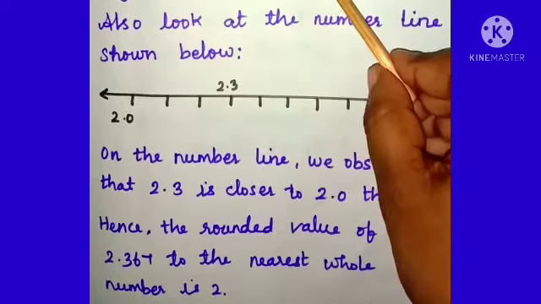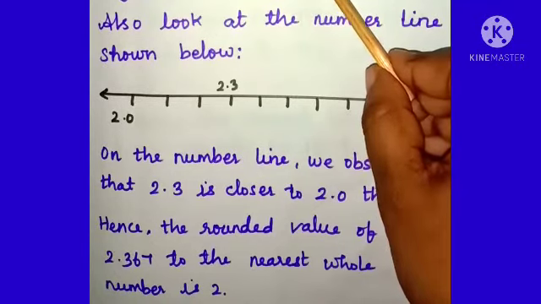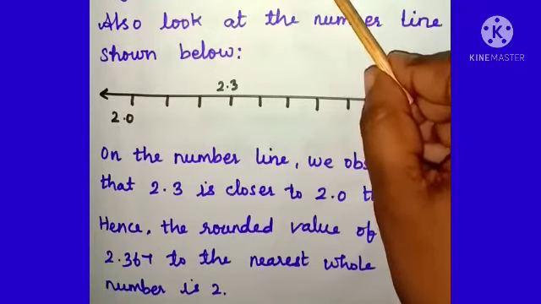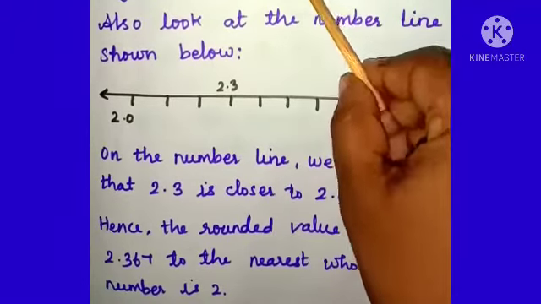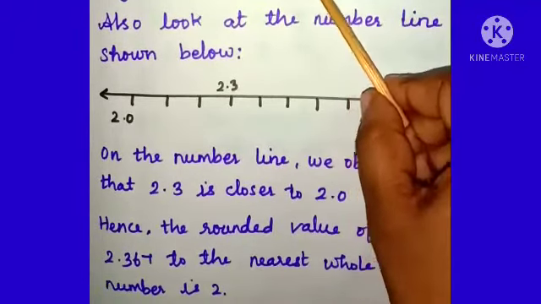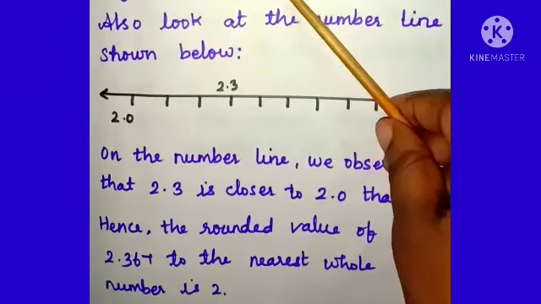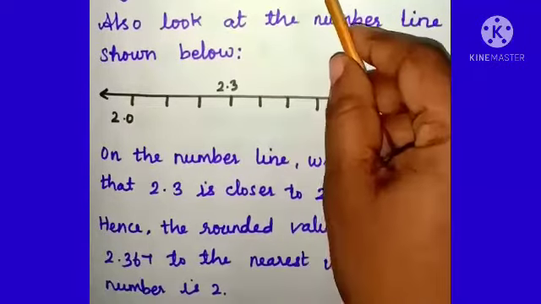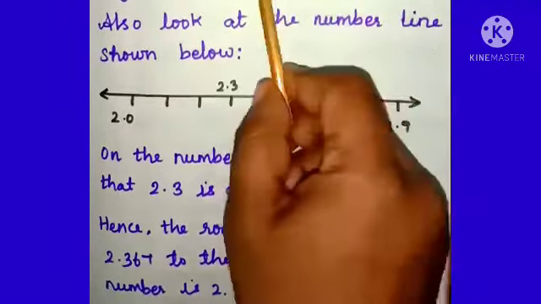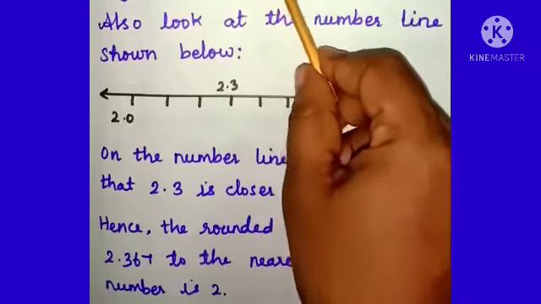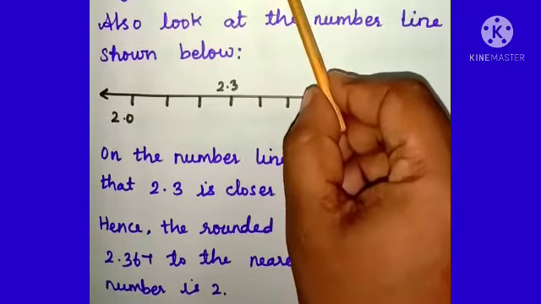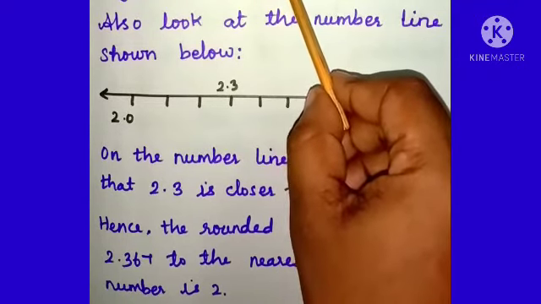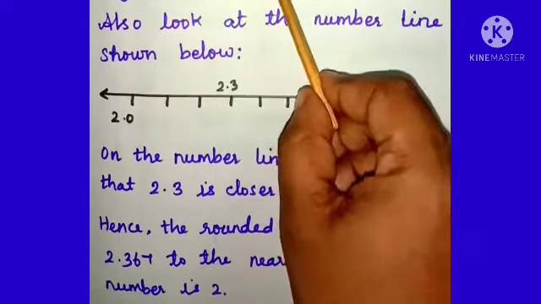So what is the next step? Yes, the underlined digit remains the same because 3 is less than 5. And then what is the next step? After rounding off, ignore all the digits after the underlined digit. So we are leaving all these digits. So 2 is the answer. So 2.367 rounded to the nearest whole number gives 2.